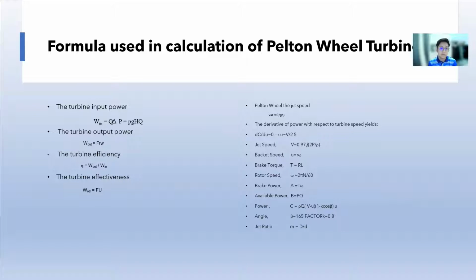The next is the turbine efficiency, which you can get by dividing the turbine output power by the turbine input power. The last formula is the turbine effectiveness, force times U. Okay, this is the legend: Pelton wheel, the jet speed, the derivative of power with respect to turbine speed, yields, and others.